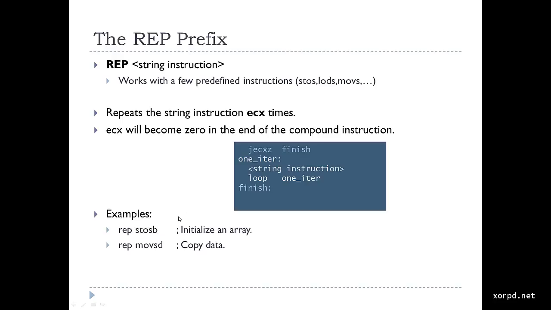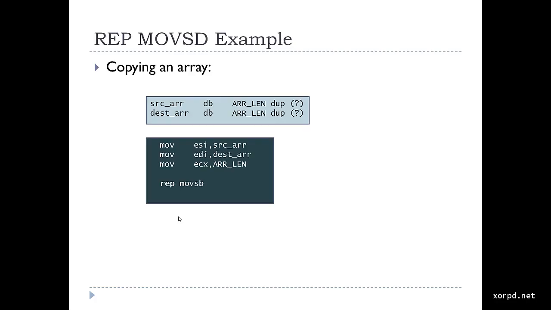Another example is rep movsd, which could be used to copy data. Let's talk about this example. We want to copy an array. Here we declared two arrays. One is called source array and the other one dest array. Both of them are of type bytes, and both of them are of size rlen.